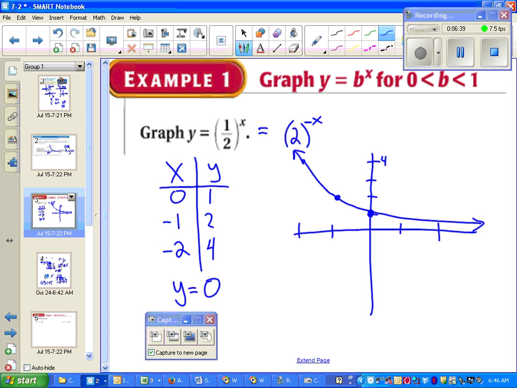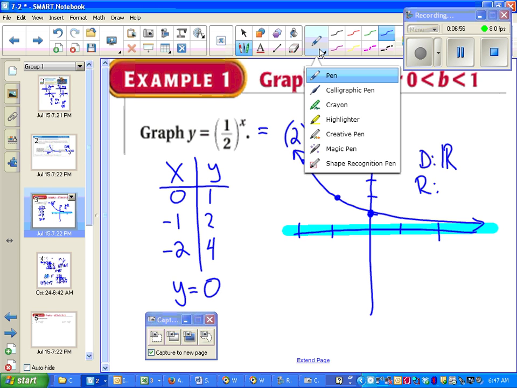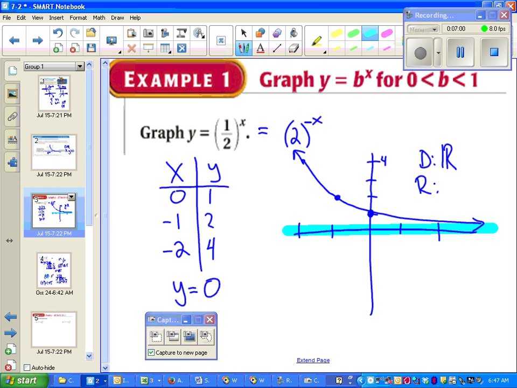Domain: just like exponential growth, we're allowed to have any x value, so we say all real numbers. For range, also similar to last section, we only want the numbers above the x-axis. So we say y is greater than 0. Done.